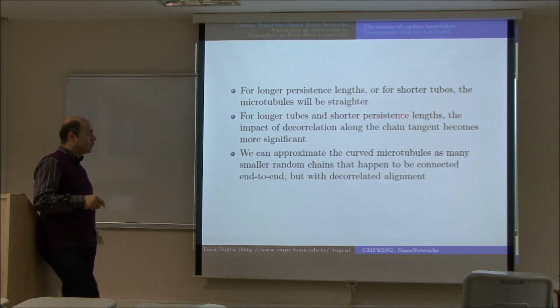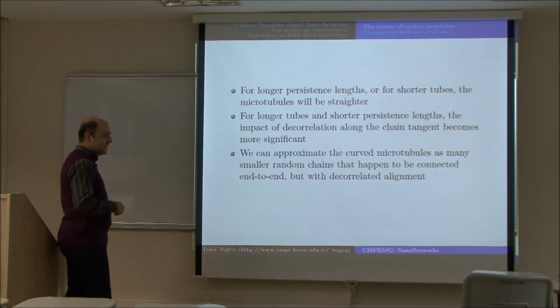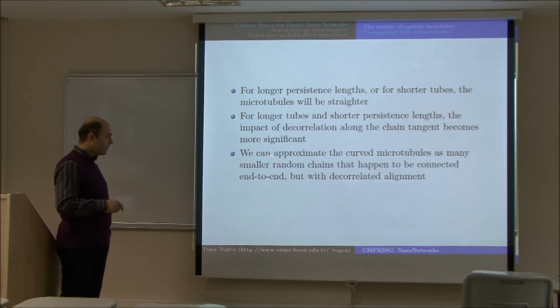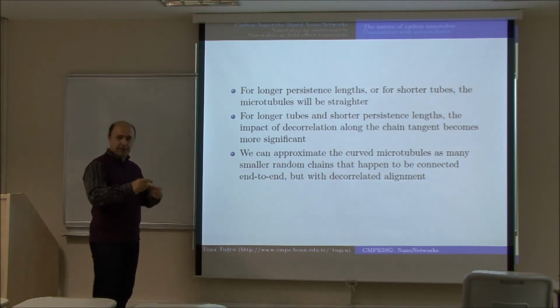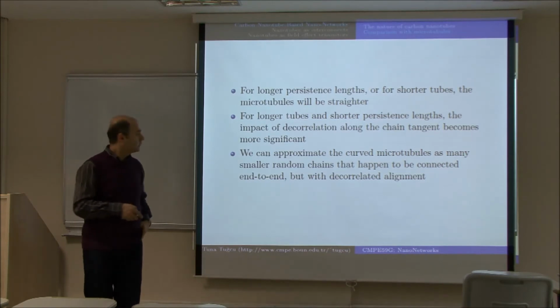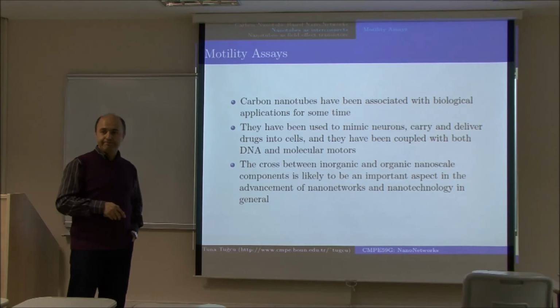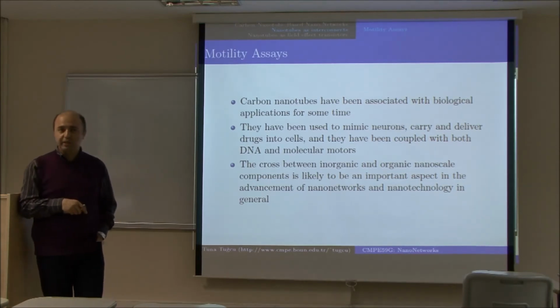For longer tubes and shorter persistence lengths, the impact of decorrelation along the chain tangent becomes more significant, and we can approximate the curved microtubules as a sequence of shorter segments, smaller random chains that are appended to each other end to end. Any questions? The last things were something we already discussed in chapter 2.